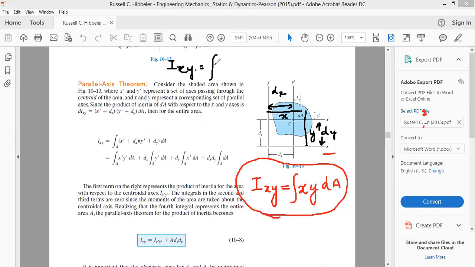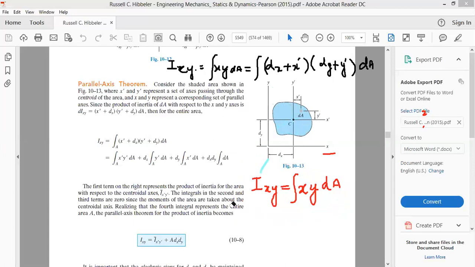So we can write this as product of inertia by definition is integral xy dA, which can further be written as integral of, what is x? We can write this x as, total x is equal to dx plus x prime. Multiplied by y. As far as y is concerned, our y is equal to dy plus y prime. And we have to take the integration over the area. We write this as dA.